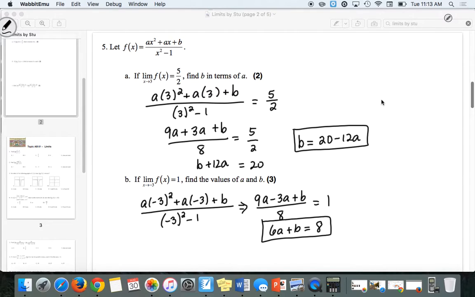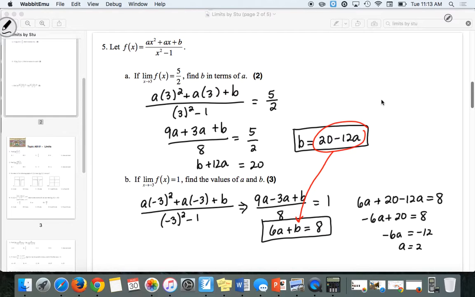So in order to solve for a and b, we need 2 equations that have a and b. Well, that's where we're using part A, right? So we have 2 equations, so we're going to replace b with 20 minus 12a. So we're going to have 6a plus 20 minus 12a equals 8. So I get negative 6a plus 20 equals 8. Subtract it over. So I get a is equal to 2. And then once you have a is equal to 2, what's b equal to then? Yeah, plug it in. 20 minus 12 times 2 is going to be 24. So 20 minus 24, negative 4. Those are your answers.